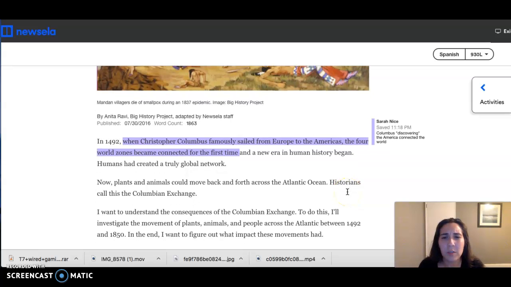Now plants and animals could move back and forth across the Atlantic Ocean. Historians call this the Columbian Exchange.